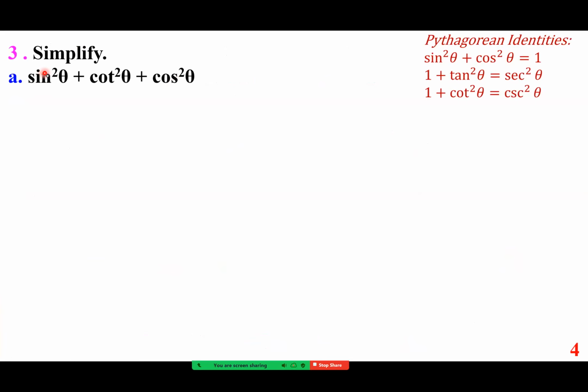If we put sine squared plus cosine squared, we get 1. By the way, these are Pythagorean identities. Sine squared plus cosine squared is 1. 1 plus tan squared is secant squared. 1 plus cotangent squared is cosecant squared. When we do that, these two give us 1, and 1 plus cotangent squared is cosecant squared.